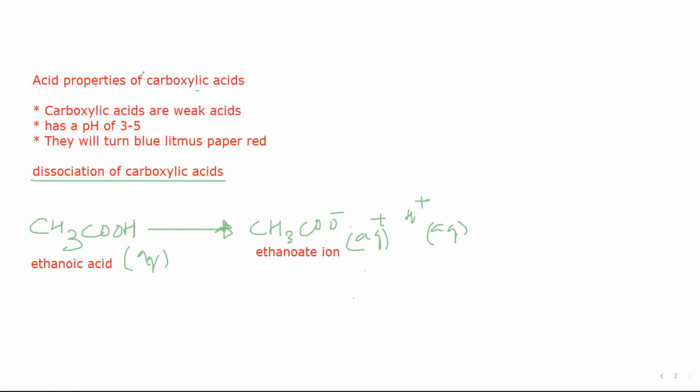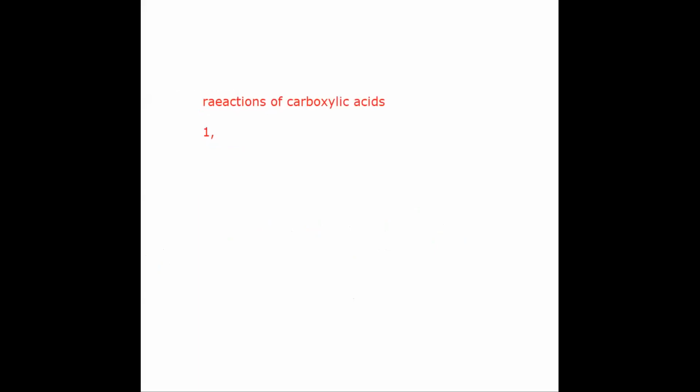So next put the topic reactions of carboxylic acids. Again they show the same reactions just like normal acids, like metal plus acid and a base. So the first will be reaction with metals and reaction with carbonates. Now tell me what will happen when an acid reacts with a carbonate.